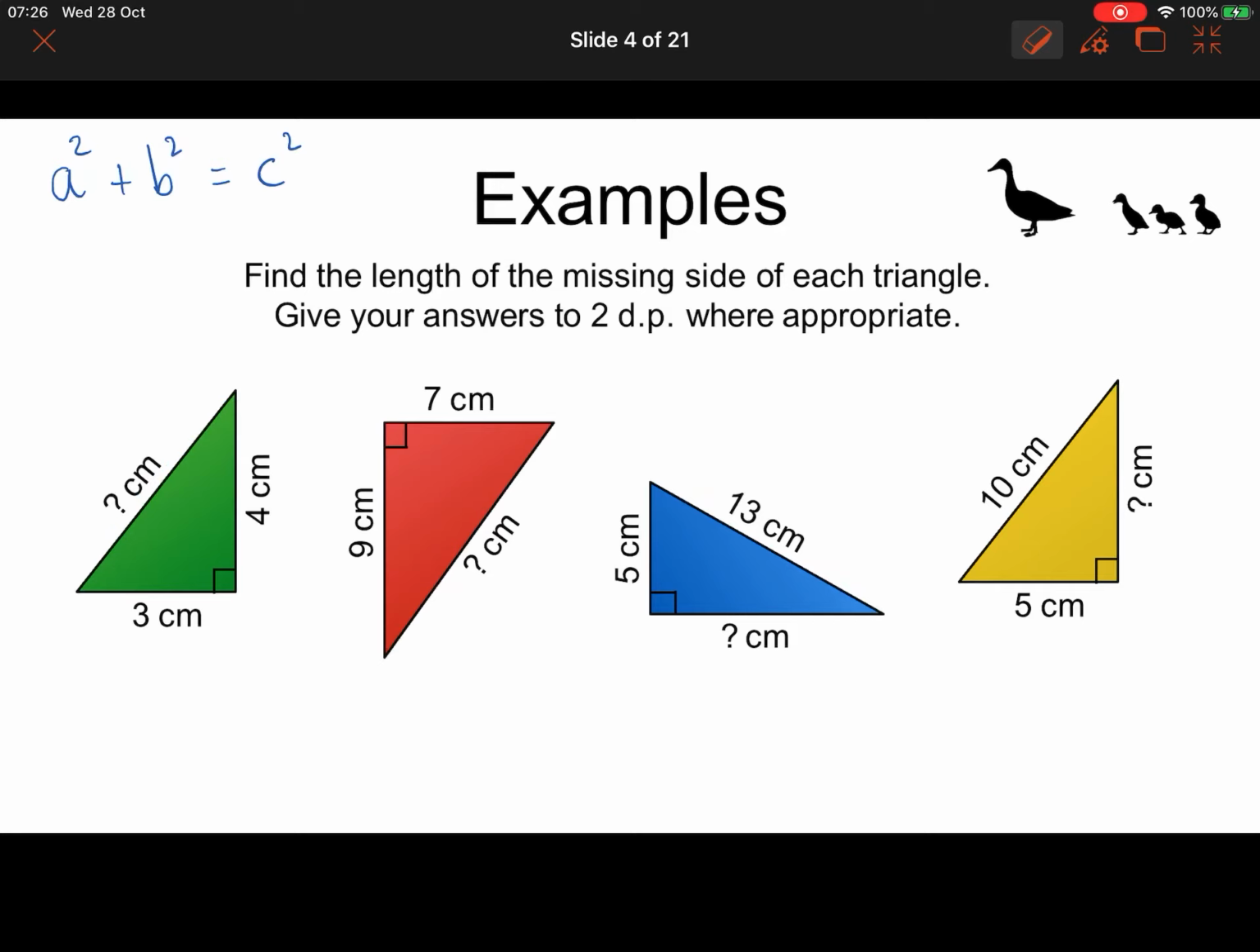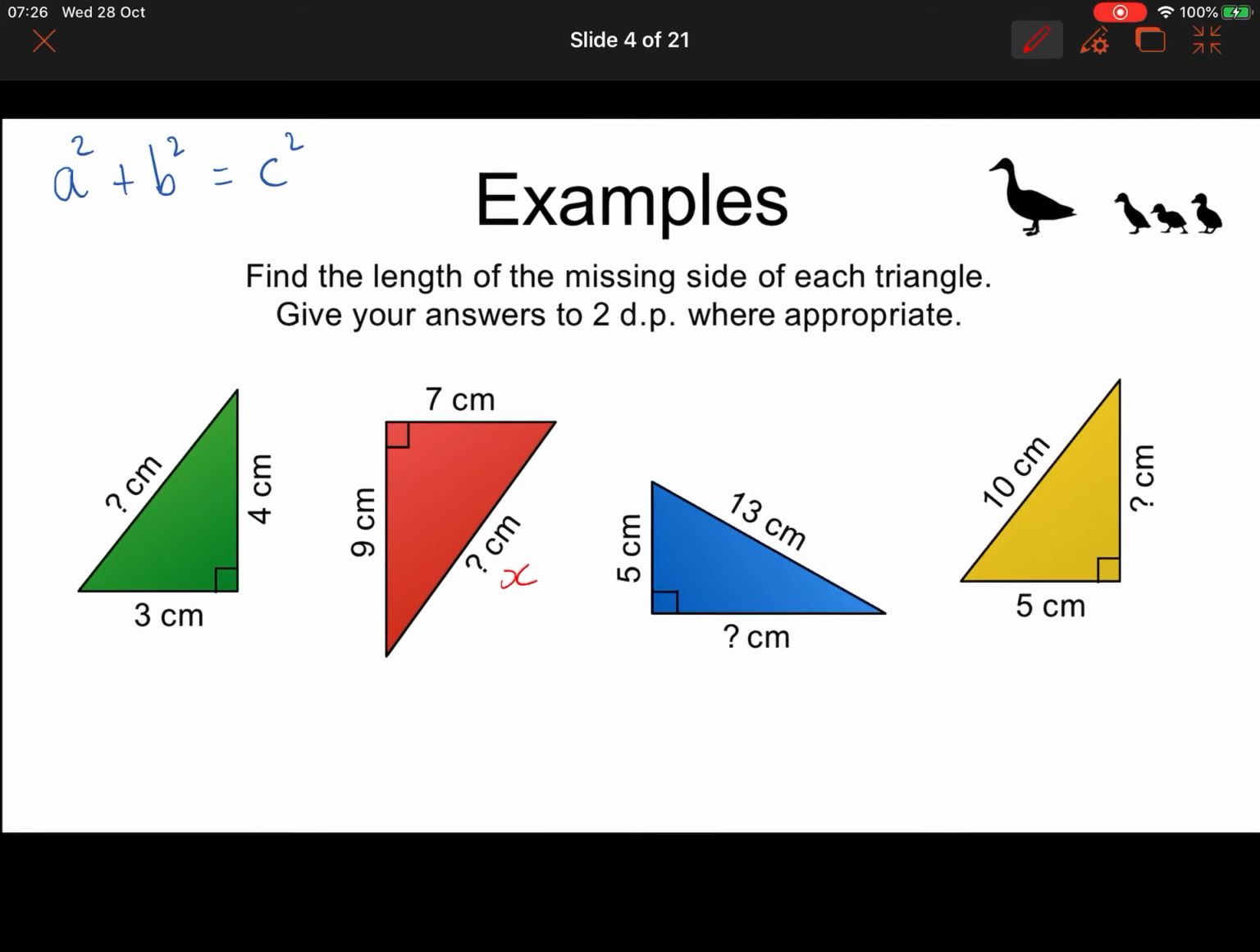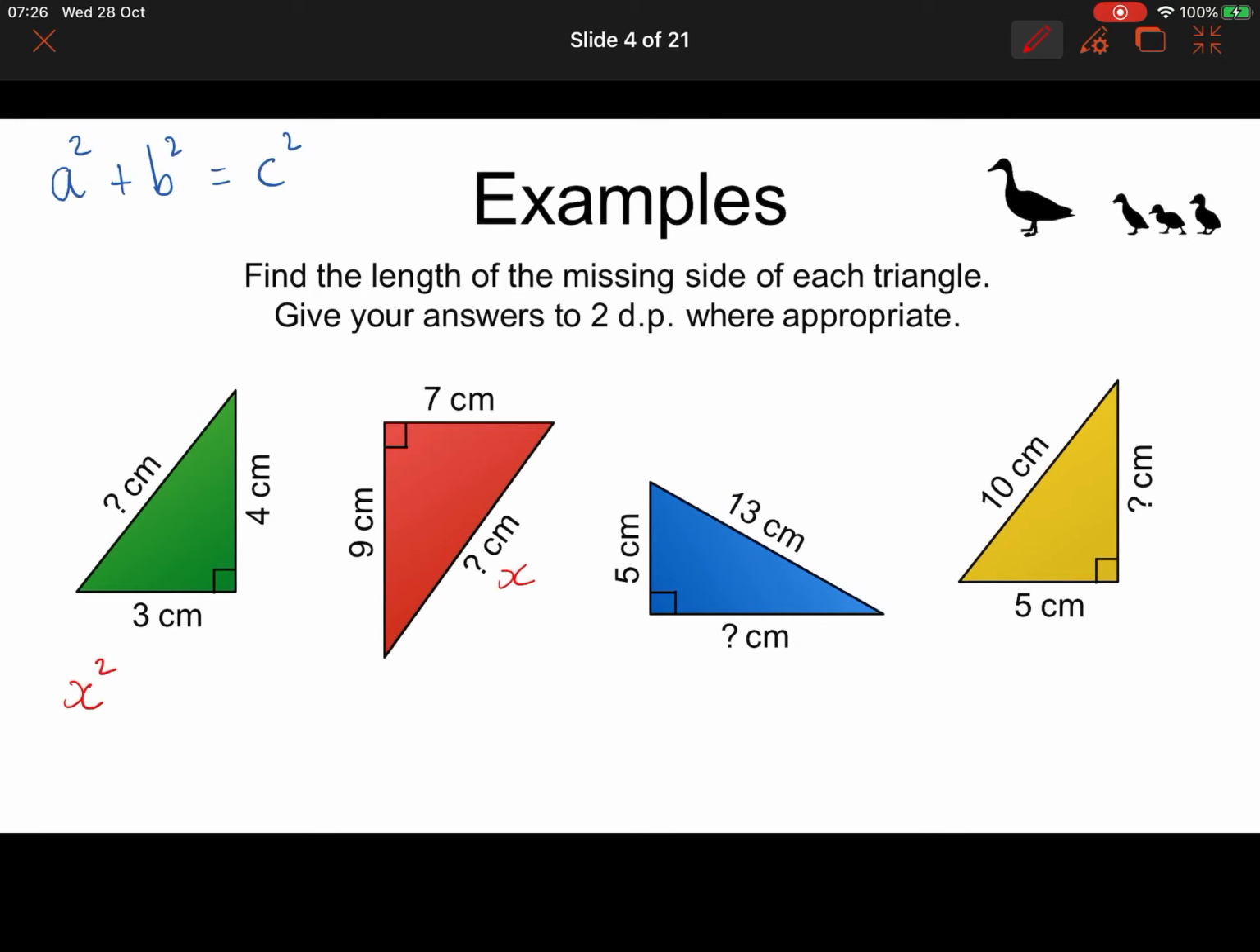Okay, let's do another question. Let's do that red one. Okay, so again we've got the two shorter sides and we don't know the longer side, and it's a right angled triangle. Has to be a right angled triangle. So we're going to say that x squared, my longer side, is equal to the sum of the squares of the two short sides. Okay, so x squared is equal to 49 plus 81. So x squared is equal to, what's that? That's 130, I think, isn't it?